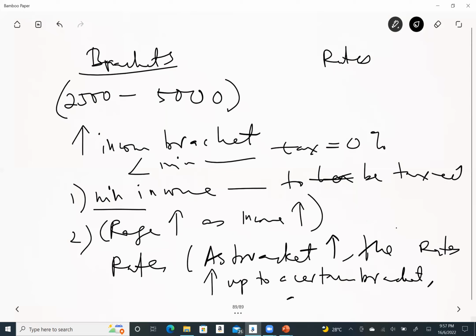After that, what happened? The rate declines back. So the rate increases from 1%, 3%, 4%, and then reaches the maximum. After that, it will go down again. So that is the behavior of the rates. That behavior is consistent, though the rate can change.